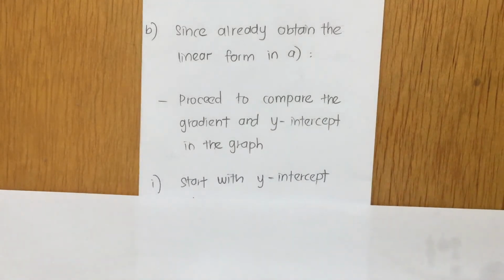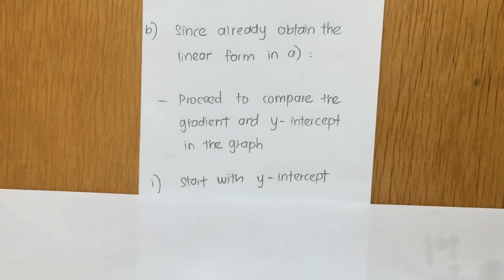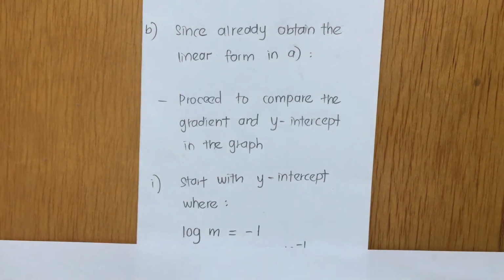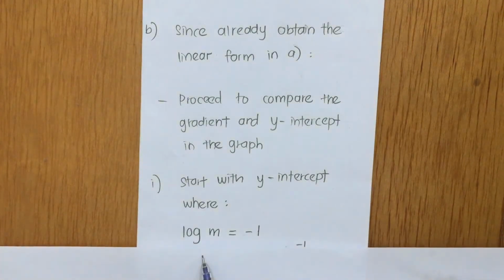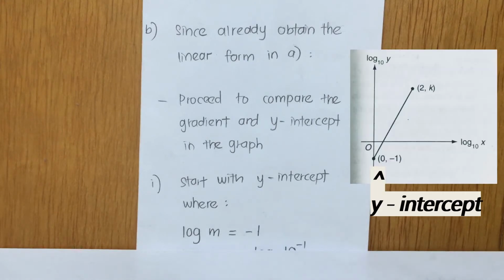In part 1, we need to start with the y-intercept, since they ask us to find the value of m. So let us continue. To find the y-intercept, we're going to compare log m with the y-intercept given by the graph in the diagram. In this case, log m is equal to -1. This is a straight comparison: one side is from the linear form, and the other value is obtained from the diagram. Remember, guys, this log is with respect to base 10.